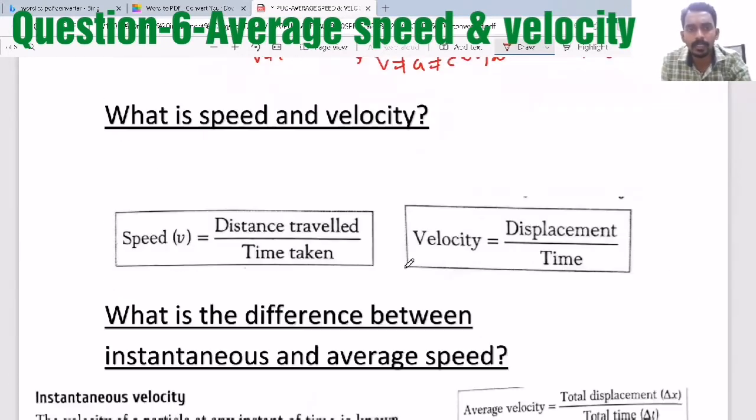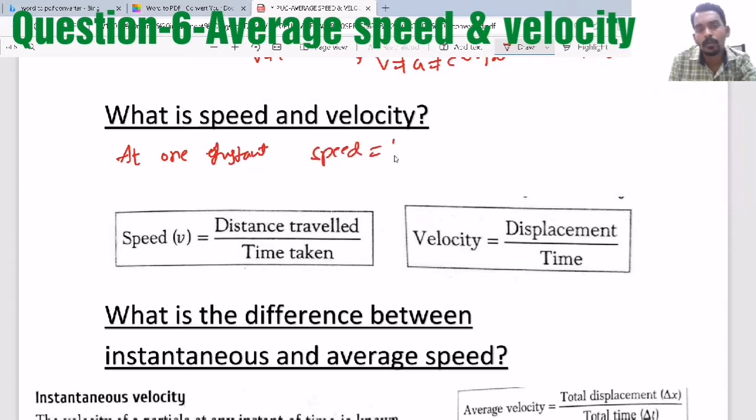And then comes the definition of speed and velocity. At any one instant, the speed is equal to the magnitude of velocity. But the general formula of speed is distance by time, and velocity means displacement by time. Here, mainly what we are going to study is average speed and average velocity.